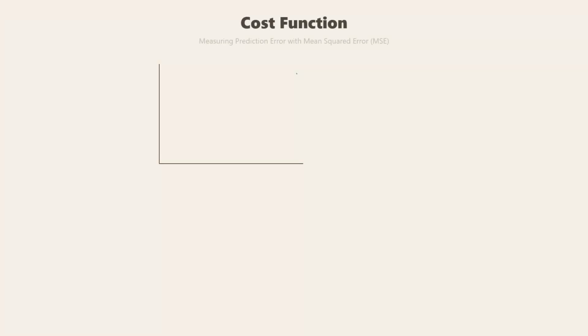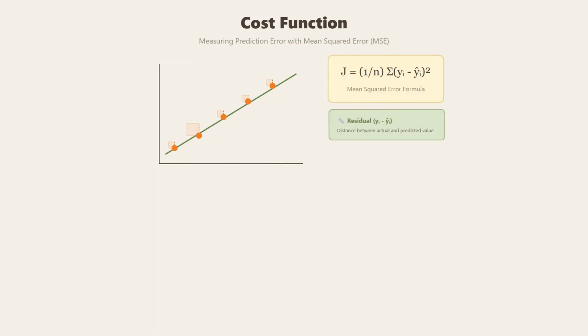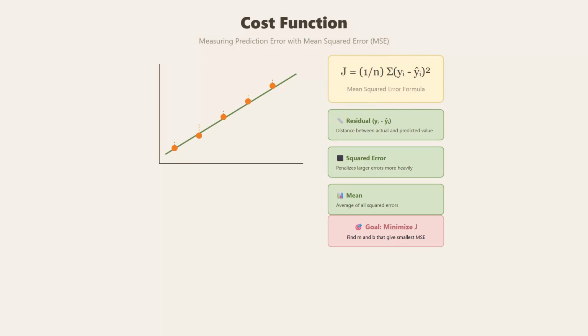Now we need to understand how we measure the quality of our predictions, and this brings us to the cost function. The most common cost function for linear regression is mean squared error, or MSE. Here's how it works. For each data point, we calculate the difference between what we actually observed, y, and what our model predicted, y hat. This difference is called a residual.